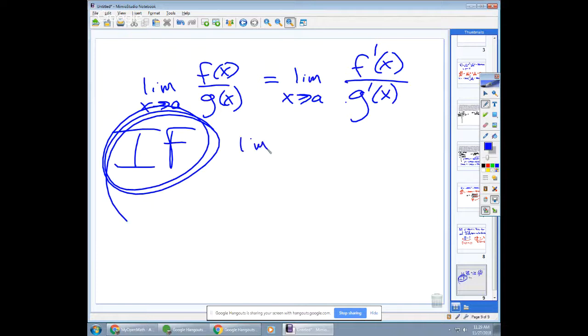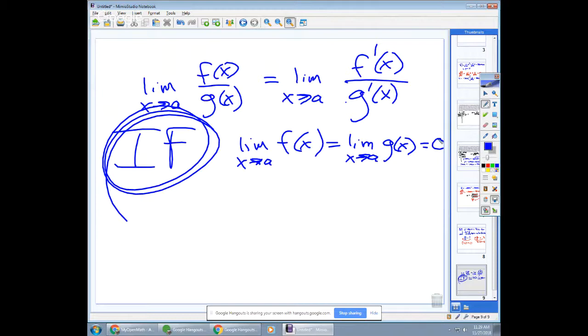both the limit of f of x and the limit of g of x are 0. Both of them have to go to 0. This has got to be a 0 over 0 situation. Okay. If it's not 0 over 0, L'Hôpital's rule does not apply.